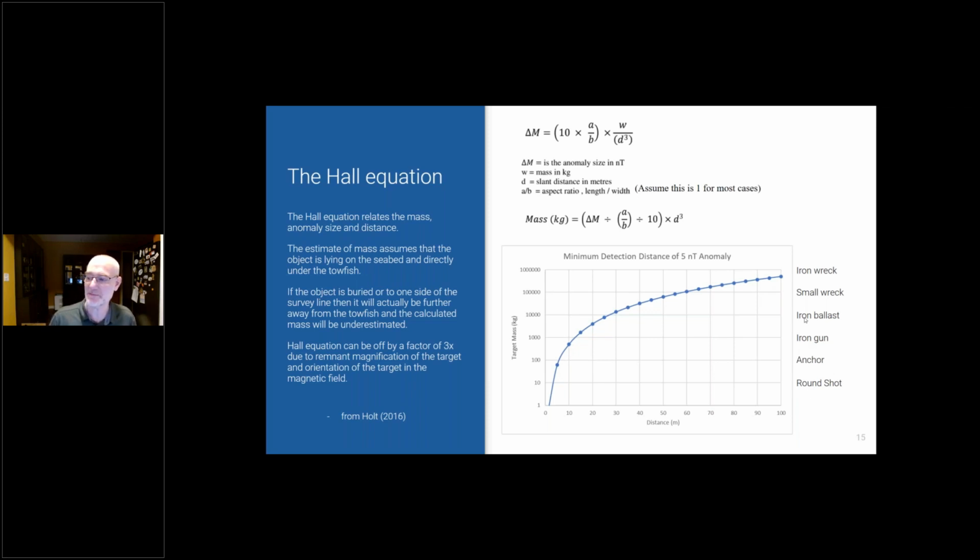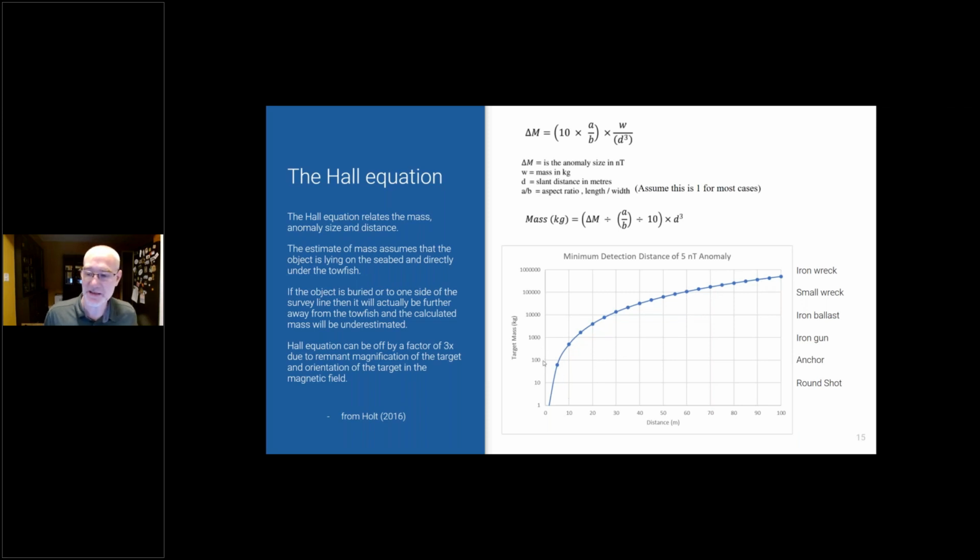As you work your way up, archaeological size things, small wrecks, you can detect at about 60 meters away. They'd have to be at least 100 metric tons of iron for us to see that. And then, as you get bigger, it becomes easier and easier to detect them, obviously.